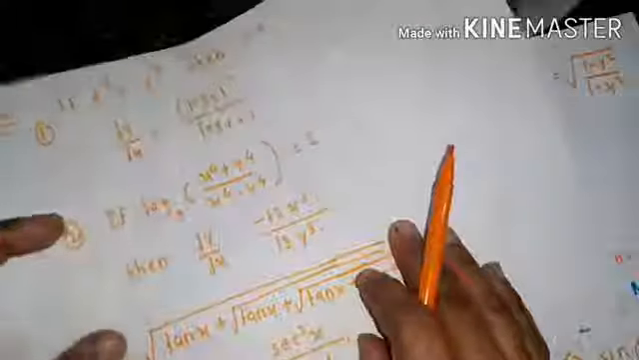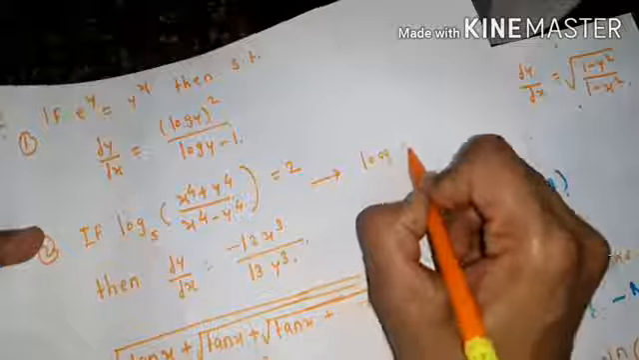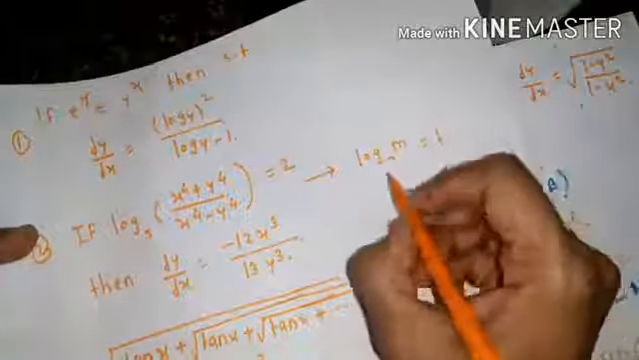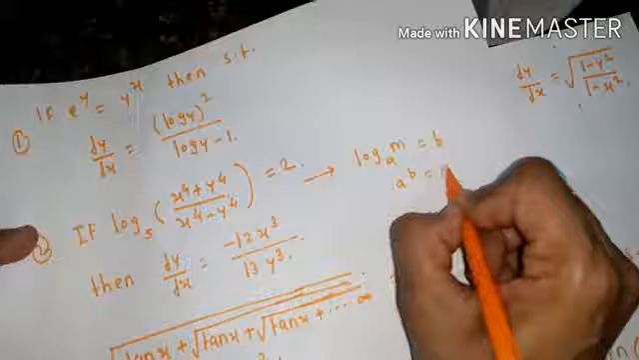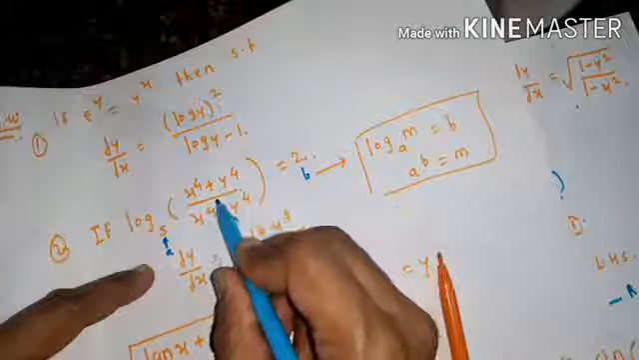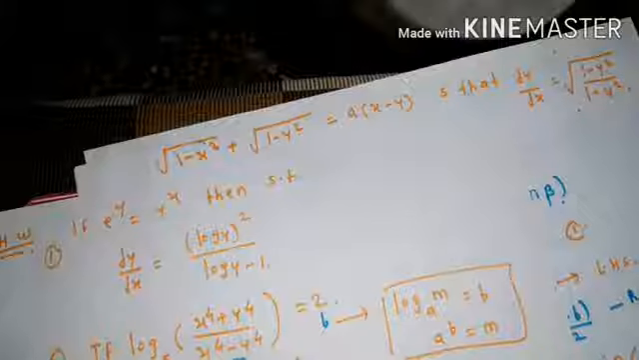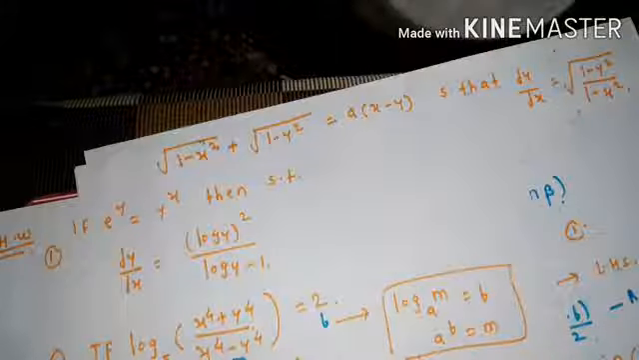For this problem, the hint is by using the formula log of m to the base a equal to b, this implies a raised to b equal to m. By using this, convert. Here this is a, this is m, and this is b. So this is 5 raised to 2 equal to m. Differentiate, you will get it. And here, taking logs on both sides, adjustment is there, you will get the required answer. In this way, you have to solve the problems.